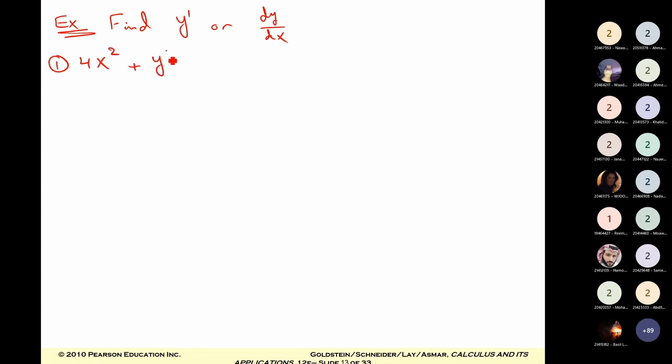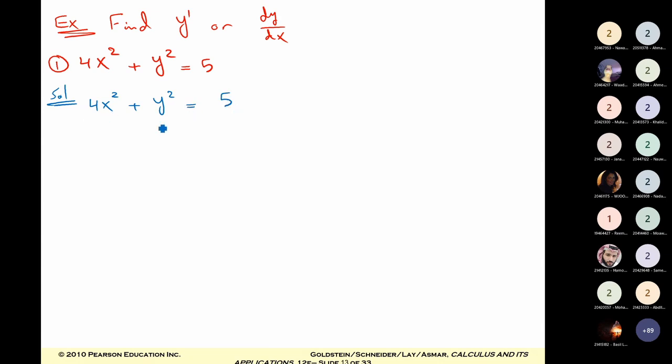Okay, first example. Find y prime. Or sometimes dy over dx, this is the same. Okay, number 1: 4x square plus y square equal 5. This is easy. Okay, so we need to find what? Y prime. Now the solution: we have 4x square plus y square equal 5.